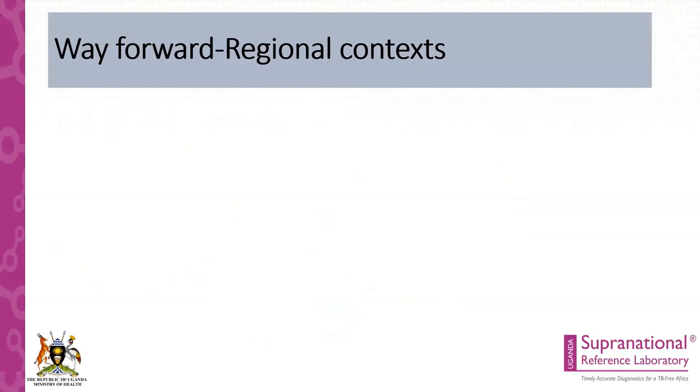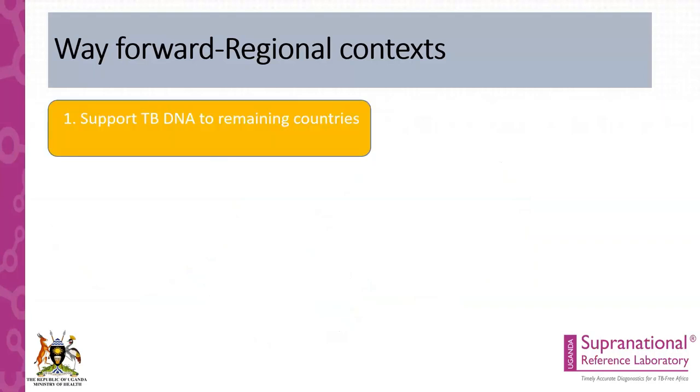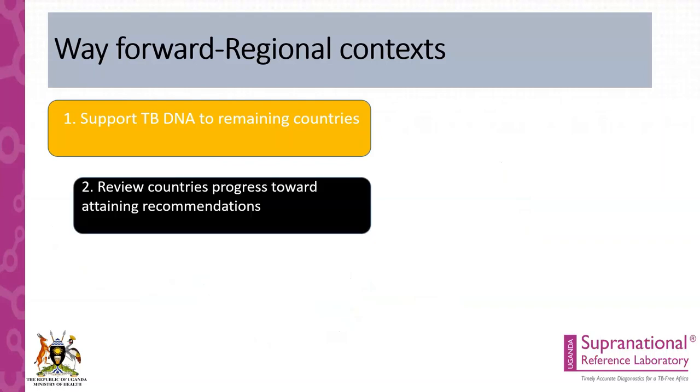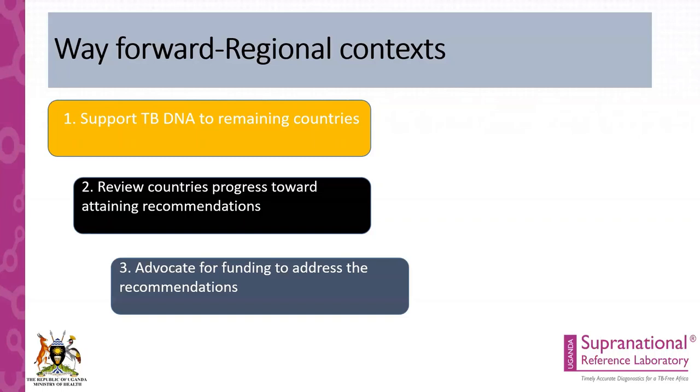So the way forward, looking at the regional context, as SRL Uganda, we intend, one, to support DNA in the remaining countries that may show interest in the DNA. We also intend to review the progress towards attaining the recommendations from the countries that have already participated in the DNA. And we desire to advocate for funding to address the gaps identified in the DNA and the recommendations, to further support countries to achieve their intended goals by looking at the regional interventions, but more importantly, also the country interventions as a whole.